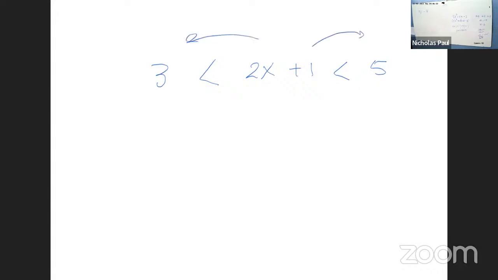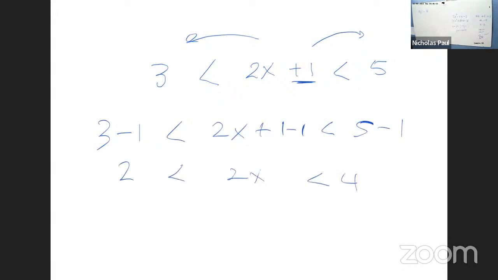All right. So you carry across the 1 and minus 1. You would minus 1 here, you would minus 1 here, and you would minus 1 here. So you will get 2 is less than 2x is less than 4. Whatever you do on the right, you do it on the left.